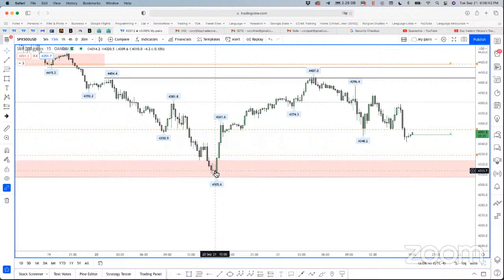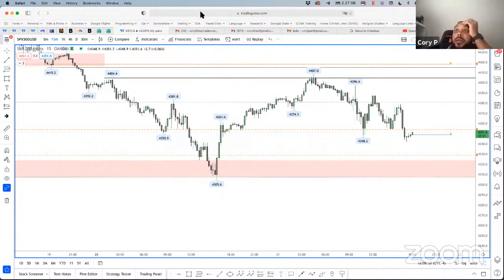Yours looks different than mine. Share your screen. Okay, let me jump on. I don't mind sharing it, but let me jump on. I don't know why it looks different on your screen. Okay, all right, hold on.